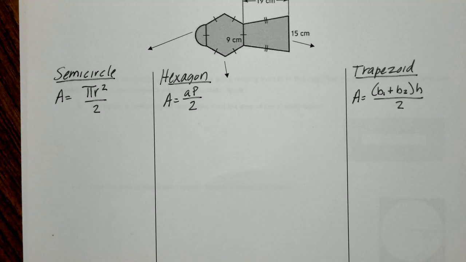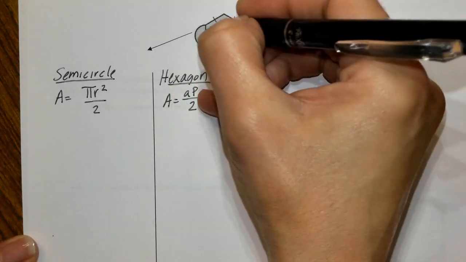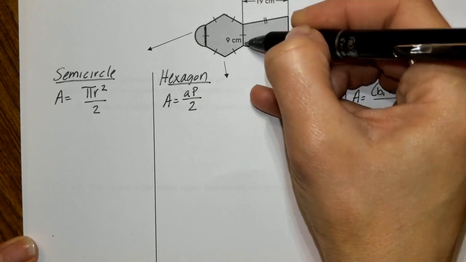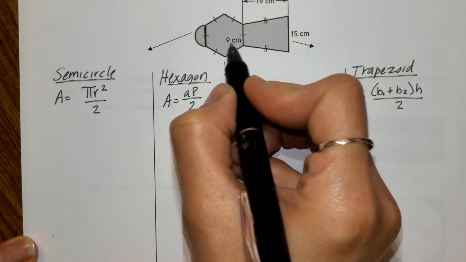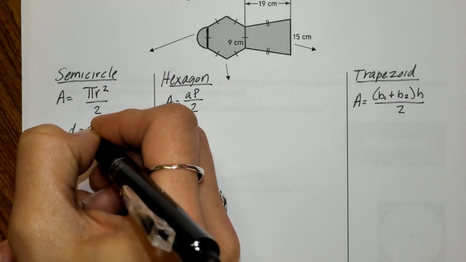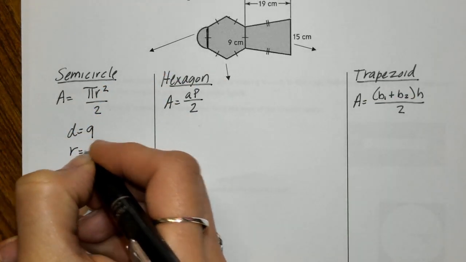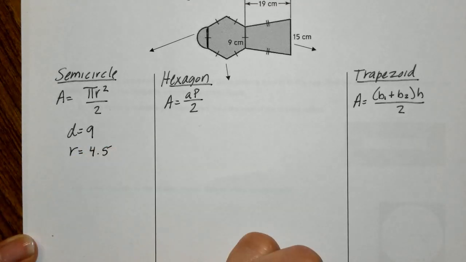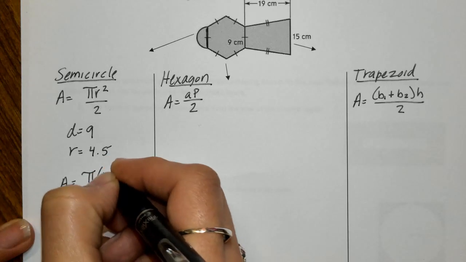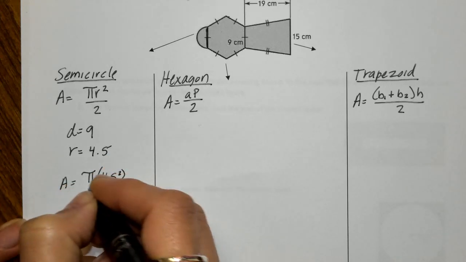For the semicircle, the formula is pi r squared over 2. Pi r squared is a circle. We have half a circle, so we have to divide that by 2. In this problem, the diameter is going to be the same length as the hexagon side lengths, and the hexagon side length is 9 centimeters. So your diameter is going to be 9. We need the radius, which is half of that, 4.5. So we plug in: pi times 4.5 squared over 2.